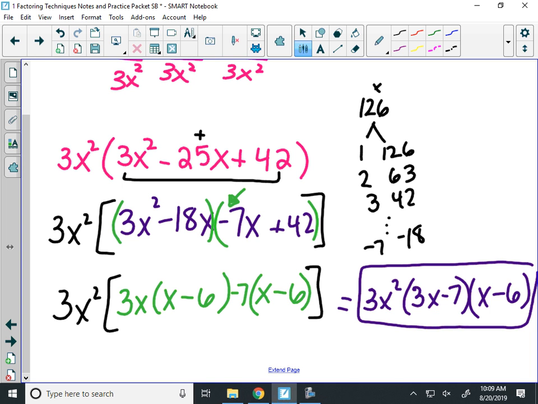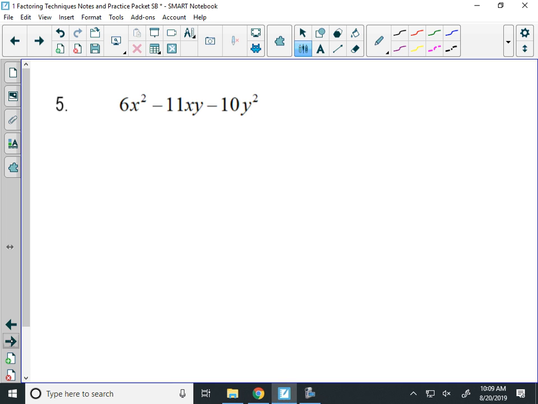I'm going to do number 5. Number 5 looks trickier because there are 2 variables, x and y. So don't let that freak you out. It's still a trinomial. We're still going to do split the middle. We'll talk about the letters in a minute. But for now, let's talk about the numbers. 6 and -10. Multiply those together and find 2 numbers that multiply to -60 and add to -11. What do you got? Yeah, -15 and 4.